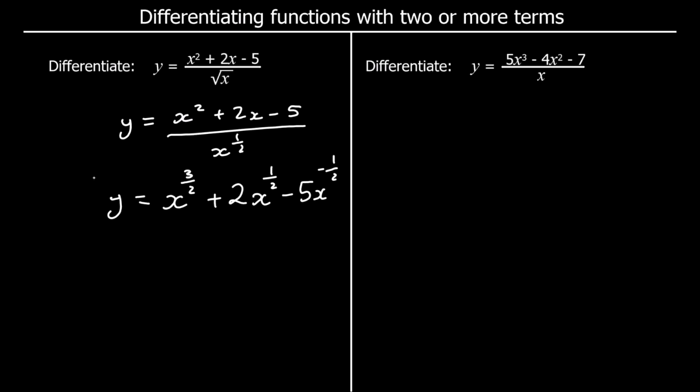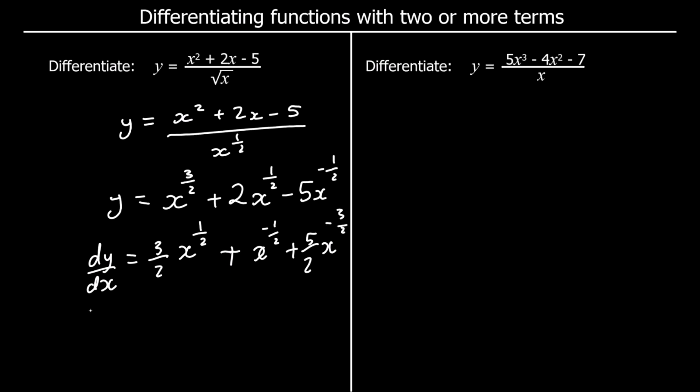So now it's in the right form. Now we can differentiate. So times by the power, take 1 off the power. So dy dx will be 3 over 2x to the power of a half plus 1, so I won't write that, x to the power of minus a half, and it's a minus times a minus, so plus 5 over 2 x minus a half, take away 1 is minus 3 over 2. One for you to try. Give it a go.